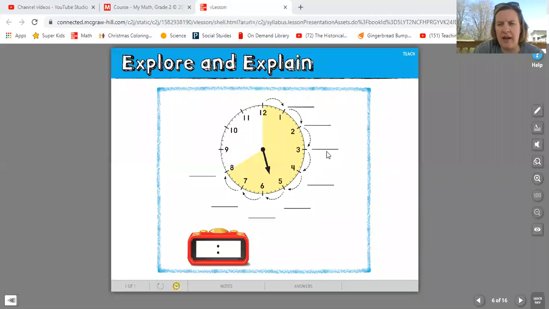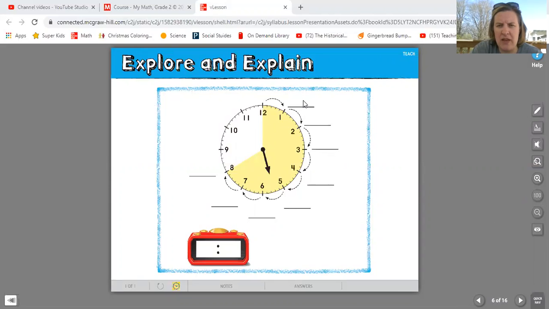All right, so today's math, we're talking about telling time to the 5-minute intervals. So we're going to take a look here at our clock. Hopefully you can see my clock pretty well. And notice we are counting by fives. Now we have counted by fives a lot, right? You guys all know how to count by fives. So let's do this together.